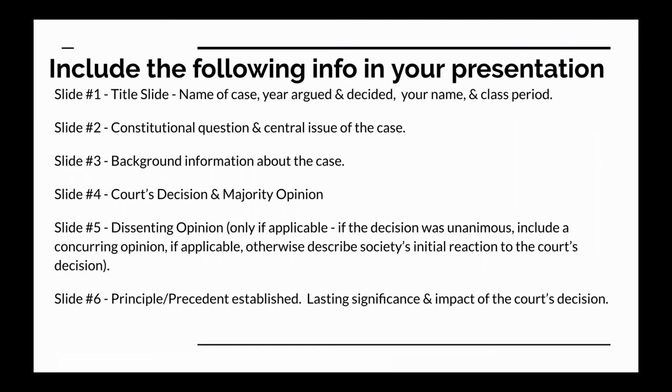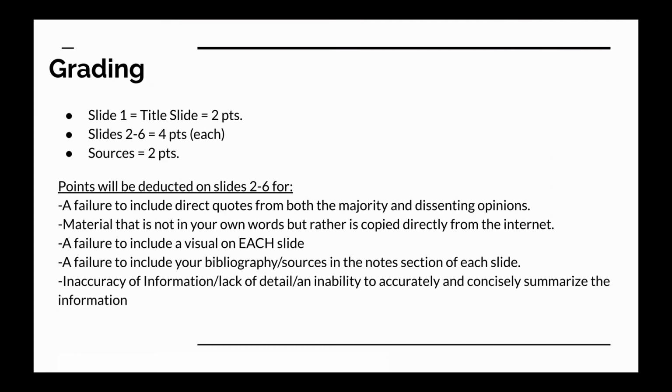Now, let's take a look at our rubric and the grading. As you can see, your first slide will be worth 2 points. The slides after that, from slides 2 through 6, will each be worth 4 points. Now, what we have here are some things that are going to result in deduction of points. You can read through this list, but a failure to include direct quotes from both the majority and dissenting opinions on slides 4 and 5 will result in a loss of points. Material that is not in your own words, but is rather copied directly from the internet will also result in this. This is not a time to copy and paste.